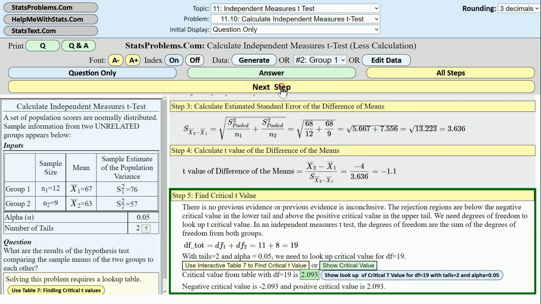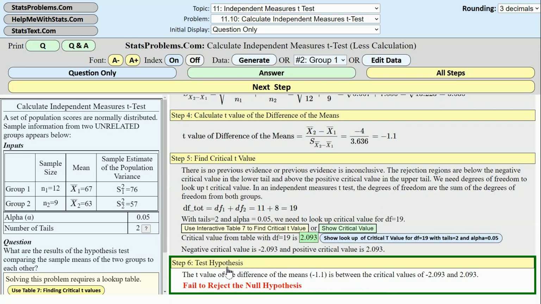In Step 6, we test the hypothesis. The t-value of the difference of the means, minus 1.1, is between critical values of minus 2.093 and 2.093, so fail to reject the null hypothesis.